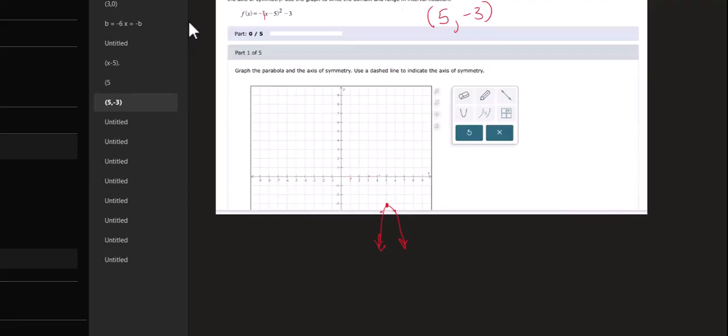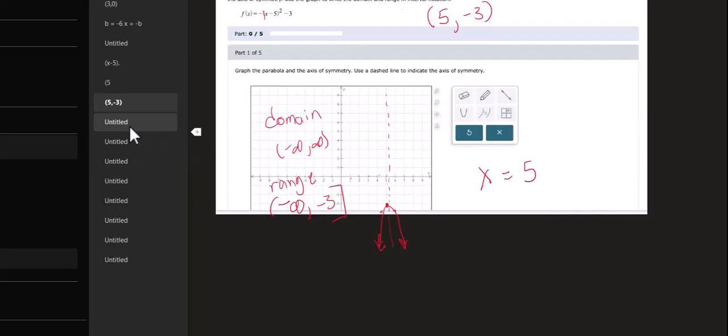Axis of symmetry always goes through the x-coordinate of the vertex, so the axis of symmetry is x equals 5. Domain is negative infinity to infinity. And the range, since it opens down, it means it starts at negative infinity and it goes to the y-coordinate of the vertex and close brackets.